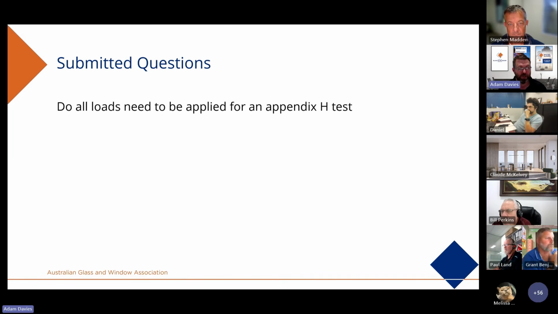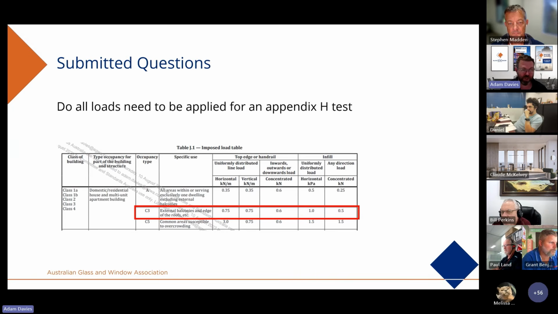Do all loads need to be applied for Appendix H tests? They certainly do. All of them must be applied regardless of whether they are a governing load.